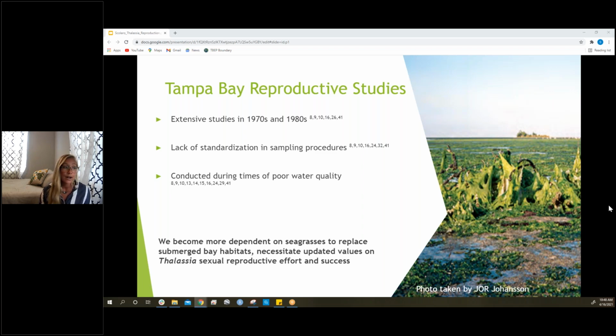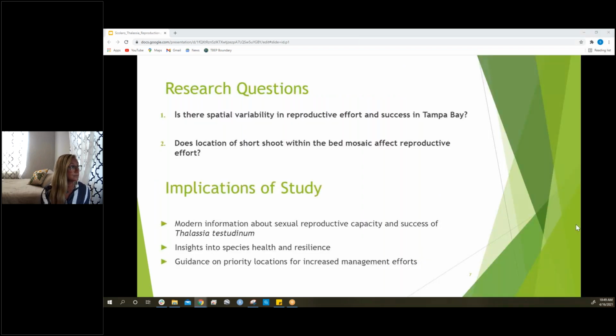As we move forward and we begin to feel the full effects of climate change and sea level rise, we'll become more dependent on seagrass meadows to replace some of our other submerged bay habitats. Therefore, it is critical that we have an understanding of the health of these ecosystems. So this demands a modern look at seagrass sexual reproductive effort and success, because ultimately sexual reproduction is what drives genetic diversity and long-term habitat resilience.